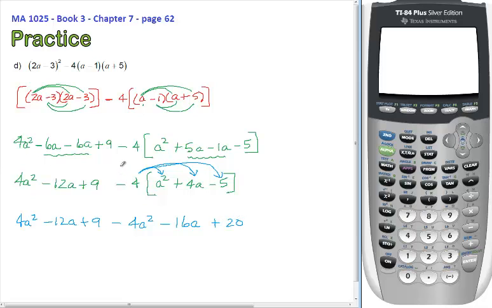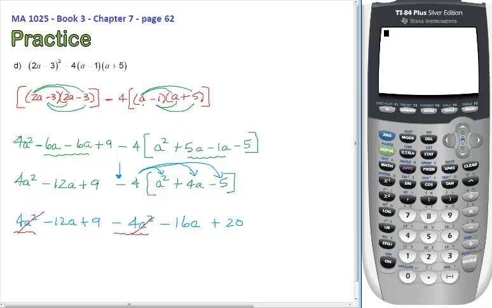So be very careful with this minus sign in the middle, okay? Very important. Now I look to see if I have any like terms. See, all brackets have been removed, all multiplication done first. So I'm still following BEDMAS rules. Now I'll check for any like terms. I have 4a squared and a negative 4a squared. Oh, so they'll cancel, won't they? So they're gone. I have negative 12a and minus 16a.